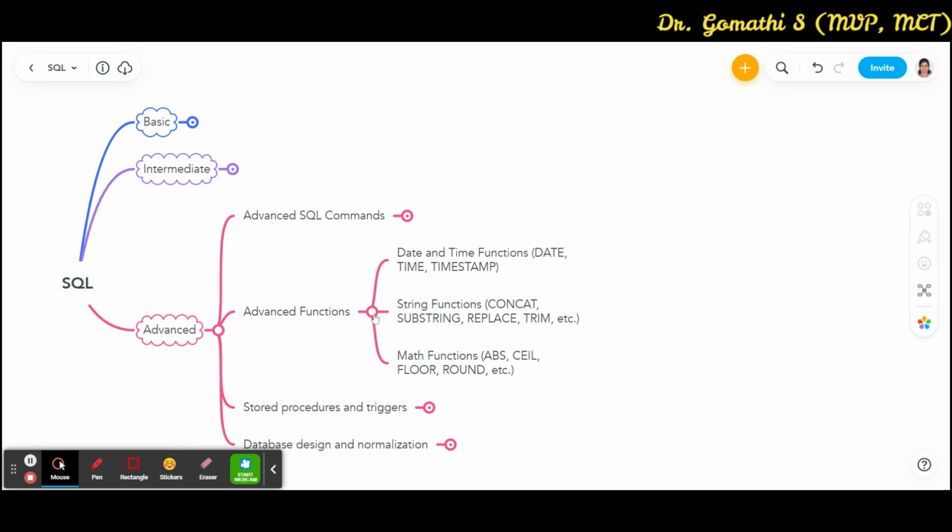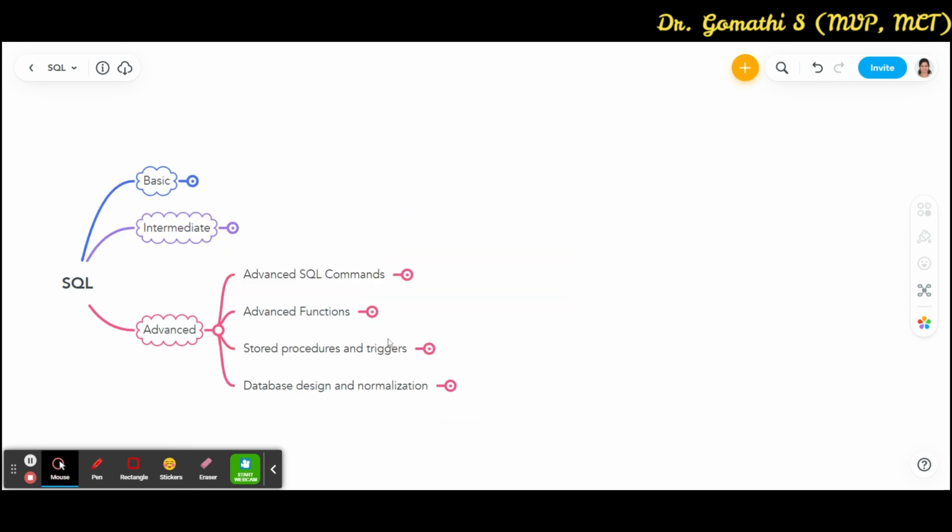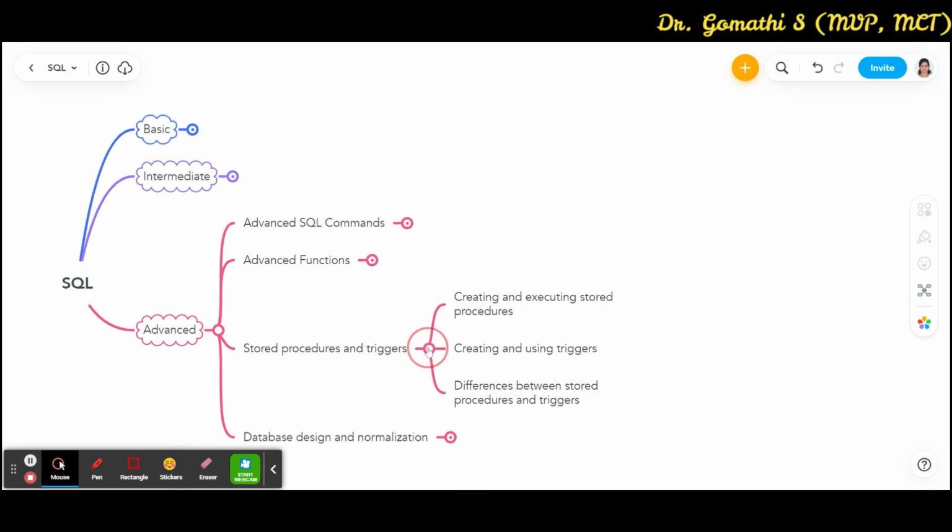And the next one is advanced functions like date and time functions. How to use date functions, time functions, string functions such as concat, substring, replace, trim, and math functions such as abs, ceil, floor, round. So you have various advanced functions here. You can include the logical functions as well. If I have missed out something, please leave that in the comments so that everyone will find it useful.